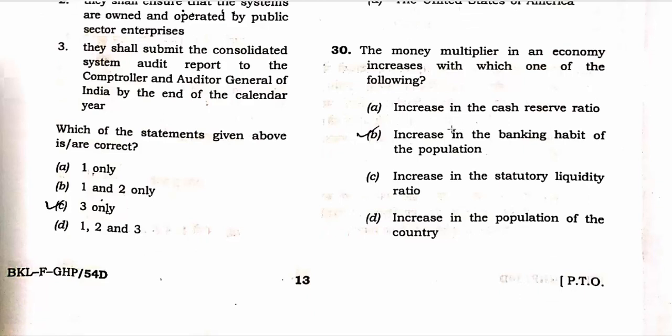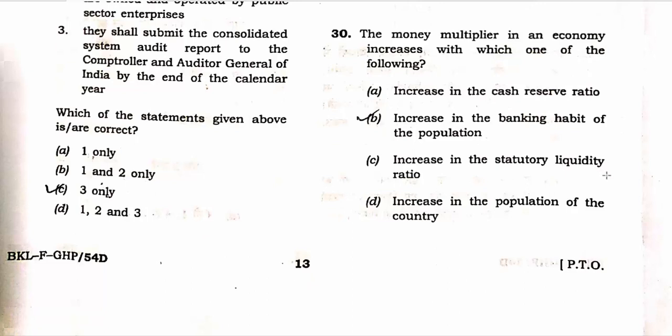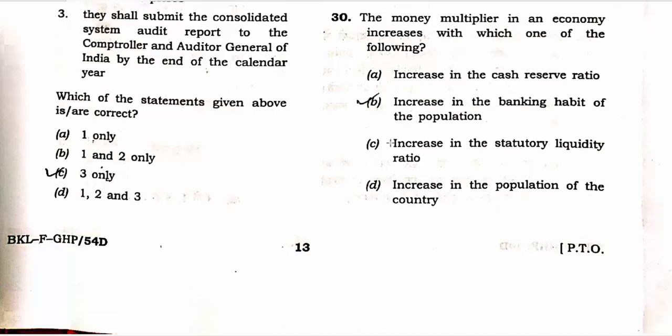An increase in the banking habit of the population, yes, that might become a money multiplier in an economy, because they would be getting this amount to invest somewhere else, and that might become a profit back to the economy. Increase in statutory liquidity ratio can't be an answer, because the banks should have it within themselves. Increase in the population of the country, again, doesn't make sense at all. So for the 30th, the answer is B.